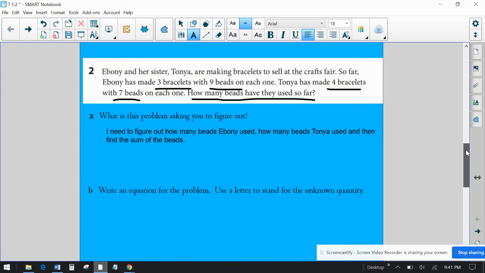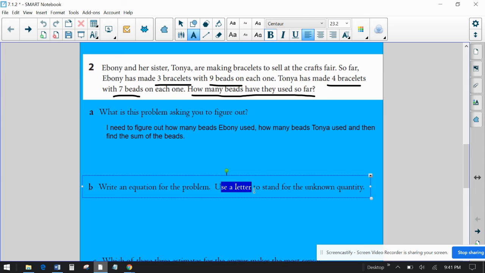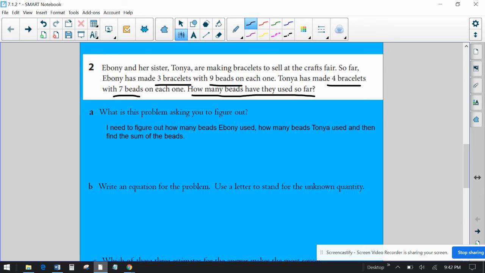So we're going to write an equation once again using a letter to stand for the unknown quantity. So the units are beads, so I'm just going to use B as my variable, B as the letter that I'm choosing to represent what the answer is. So we have Ebony, 3 bracelets with 9 beads in each one. I'm going to just write this one with my finger here. That's step 1 for Ebony. So 3 bracelets with 9 beads.